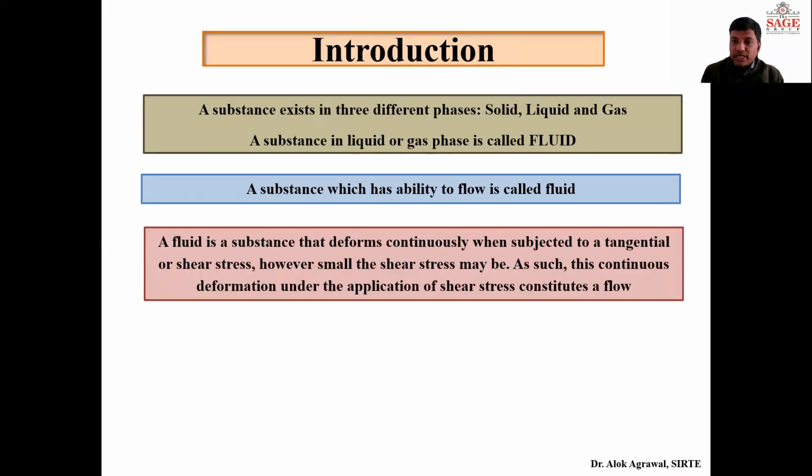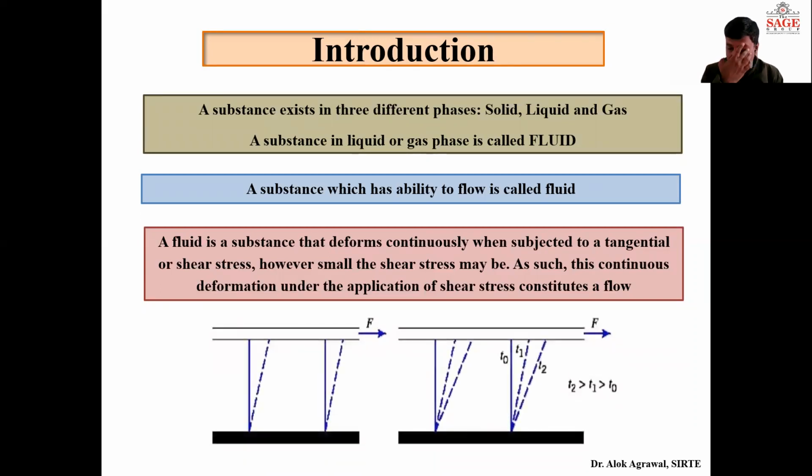But the engineering definition is a little bit different from the above definition. What the engineering definition says is that a fluid is a substance that deforms continuously when subjected to a tangential or shear stress, however small the shear stress may be. And because of this, there will be a flow of the substance. Though you will find this definition to be very complicated, I will try to explain it.